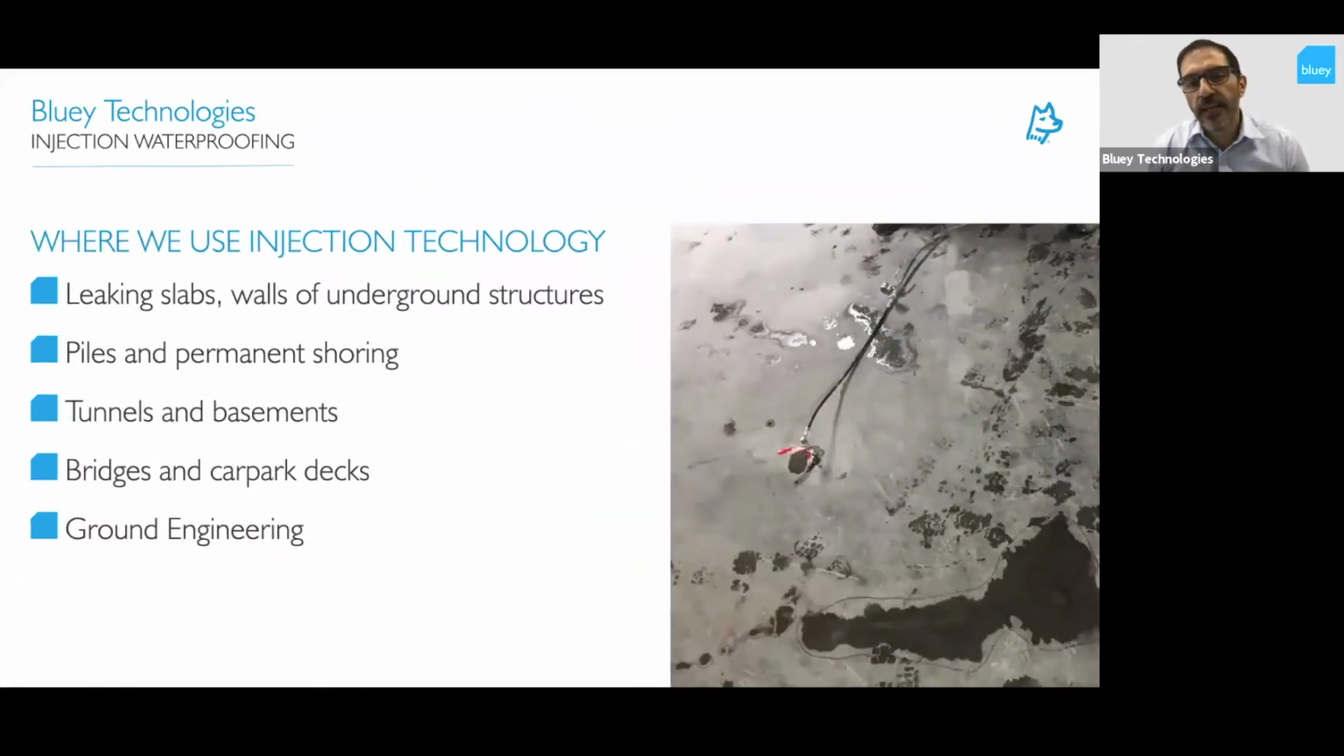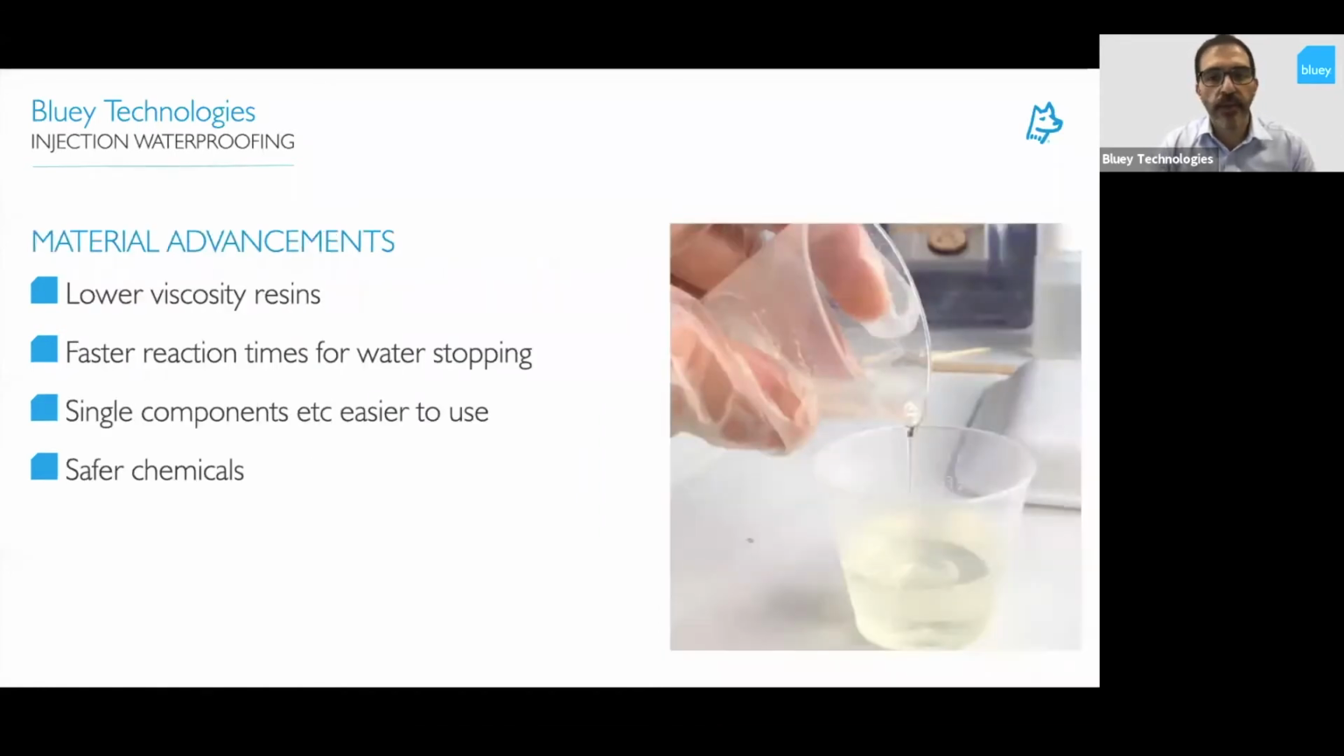So we use these injection techniques in leaking slabs, walls of underground structures, piles and permanent shoring, tunnels and basements, which we'll look at briefly, bridges and car park decks and ground engineering, pretty much any type of structure really that the resin can get into.